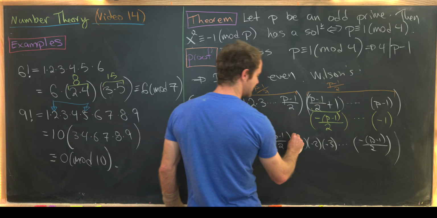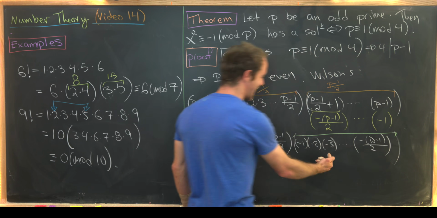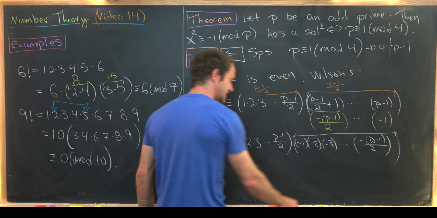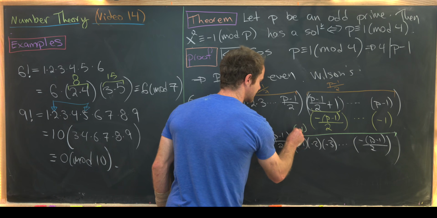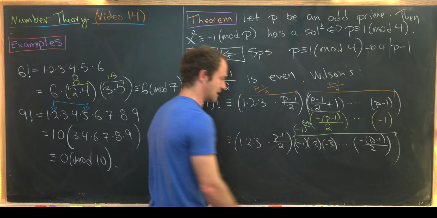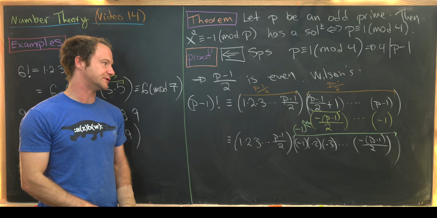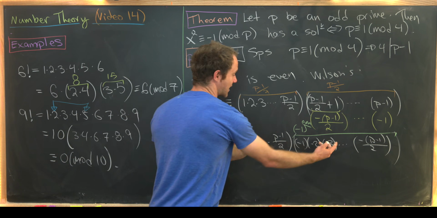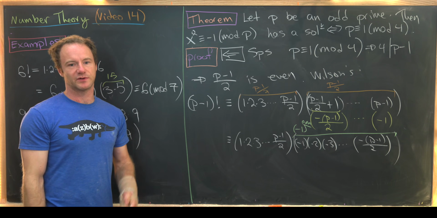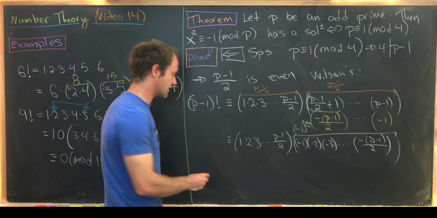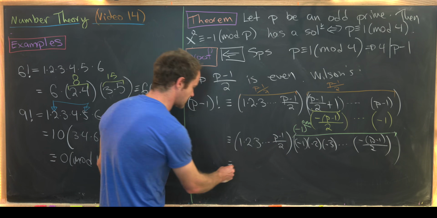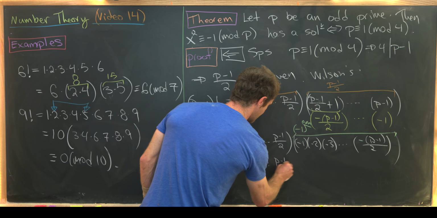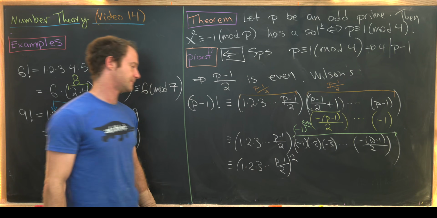Well, we can use the fact that this is even and take out a factor of minus 1 from each of those. So if we take out a factor of minus 1 from each, we have minus 1 to an even number. But clearly minus 1 to an even number is plus 1. After we do that, we've got a copy of each of these multiplying each other. We can put those together and we'll see that this is congruent to 1 times 2 times 3, all the way up to (p minus 1)/2, squared.